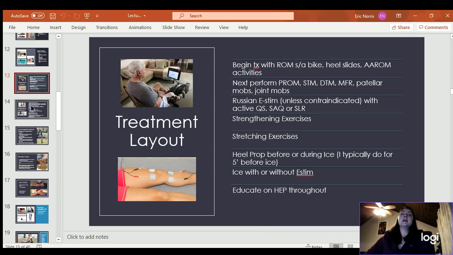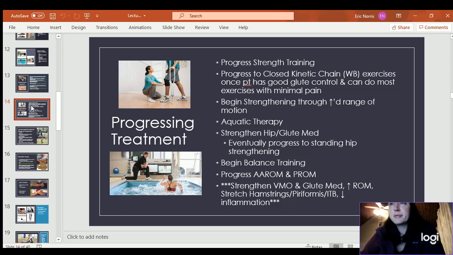All right, so our treatment progression. Of course, you are going to progress your strength training as they are able and as they're cleared to do so. Eventually, from open chain, more of the short arc quad, long arc quad, straight leg raises, you're going to go to closed kinetic chain, so weight-bearing activities. Ideally, you would do that once they have good control of their glutes and are able to activate those well. And then depending on pain, if they're in too much pain to weight bear, then of course you're not going to push those exercises yet.